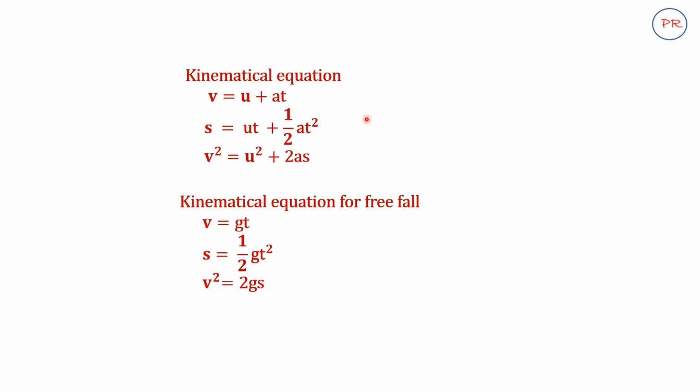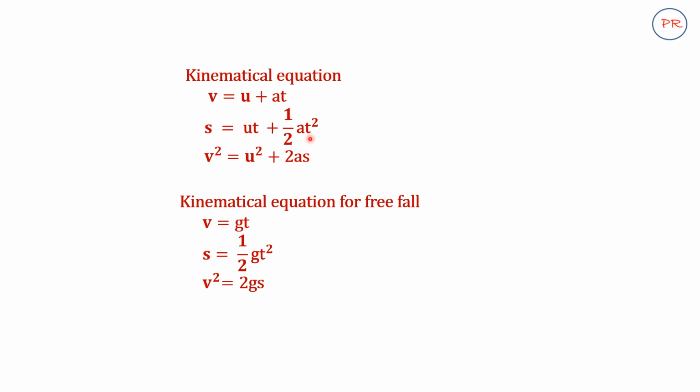Now kinematical equations. These are the three kinematical equations. v is equal to u plus at. s is equal to ut plus half at square. v square is equal to u square plus 2as, where v is the final velocity, u is the initial velocity, a is the acceleration, s is the displacement, and t is the time.